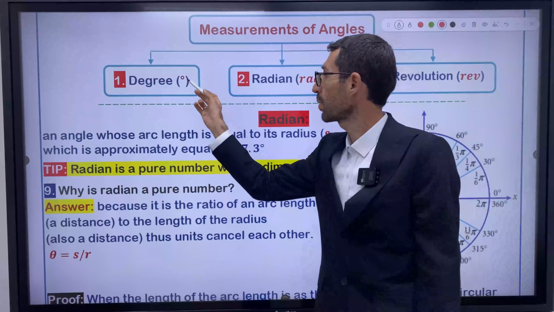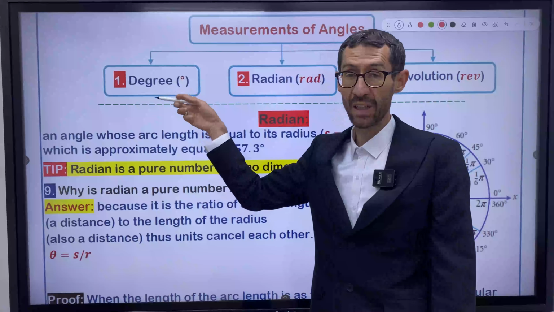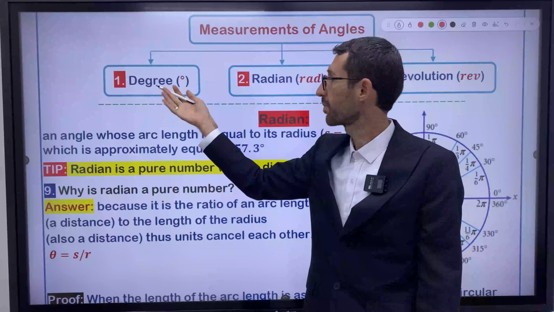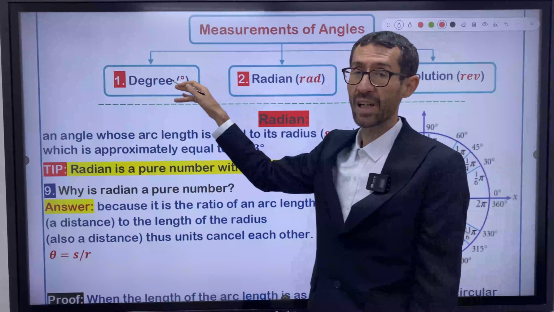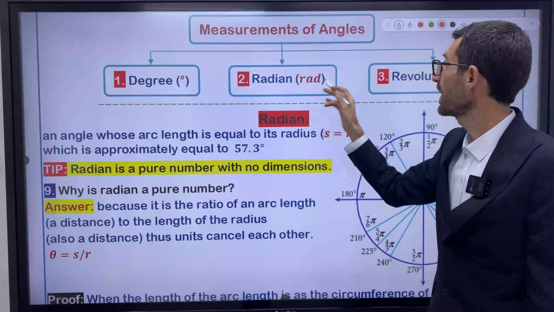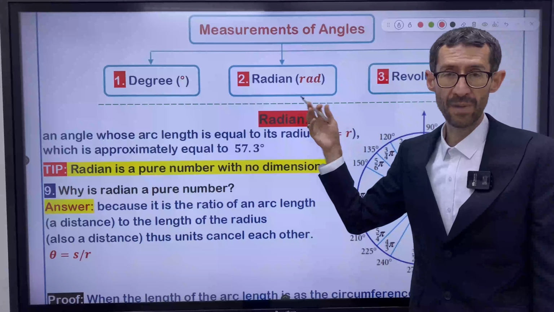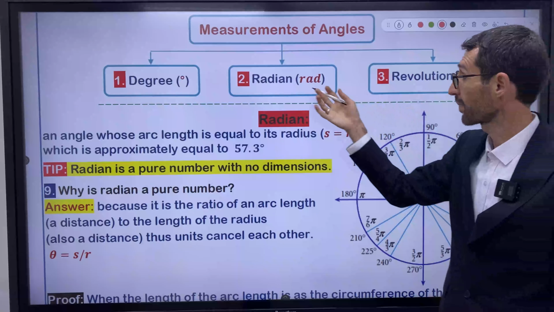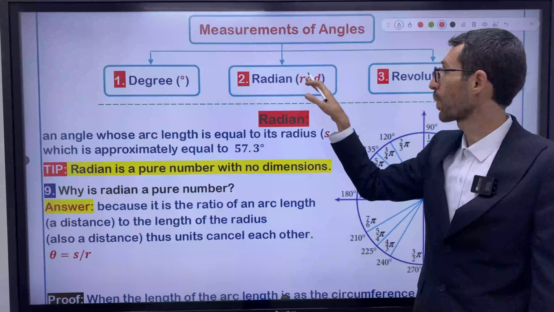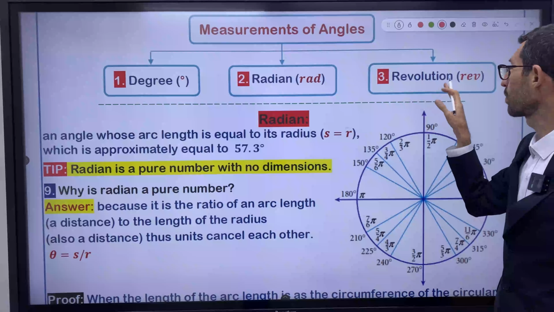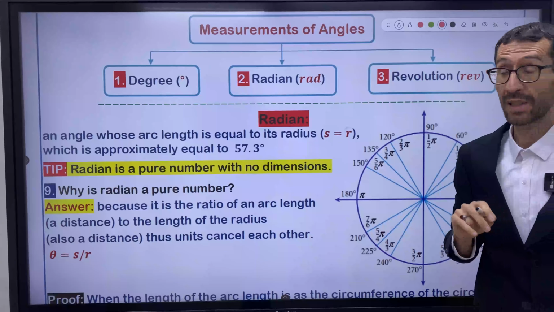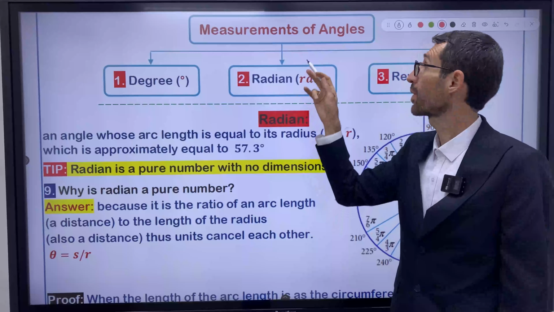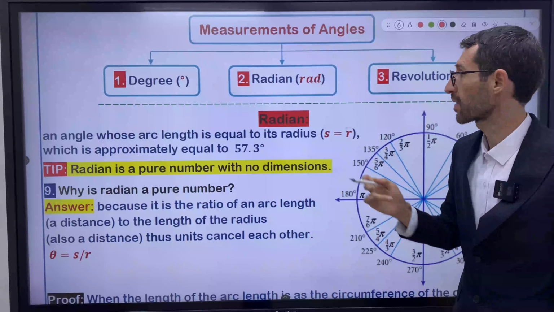We have been familiar with degree so far. It's not new for us. Degree is very common. But these two other scales are new for us. We haven't been familiar with radian and with revolution as well. They are new scales for measuring angles.